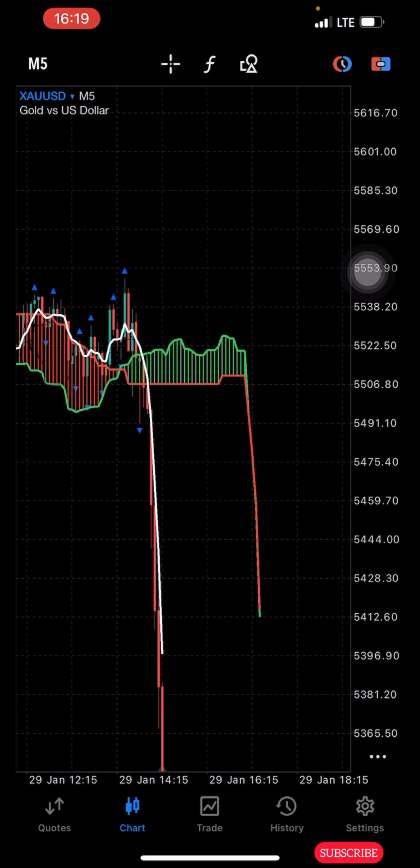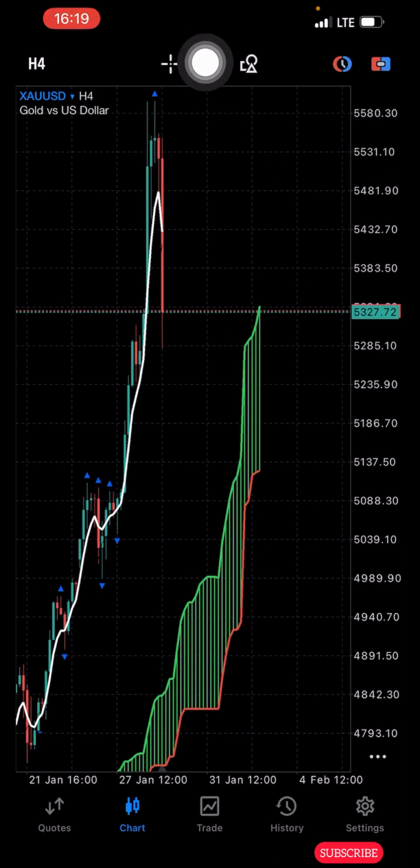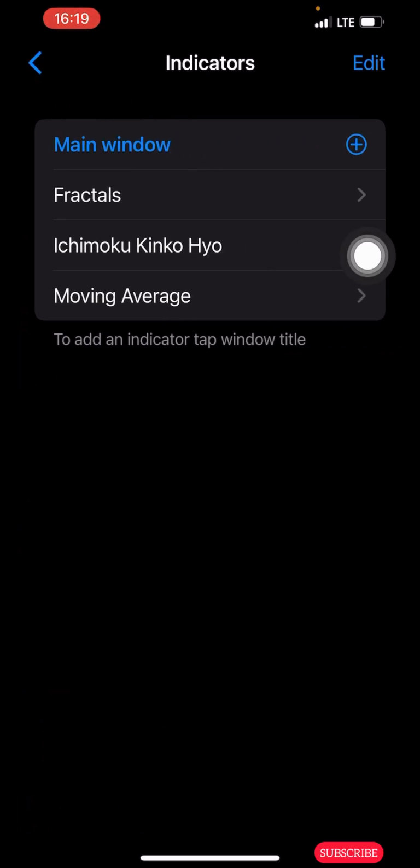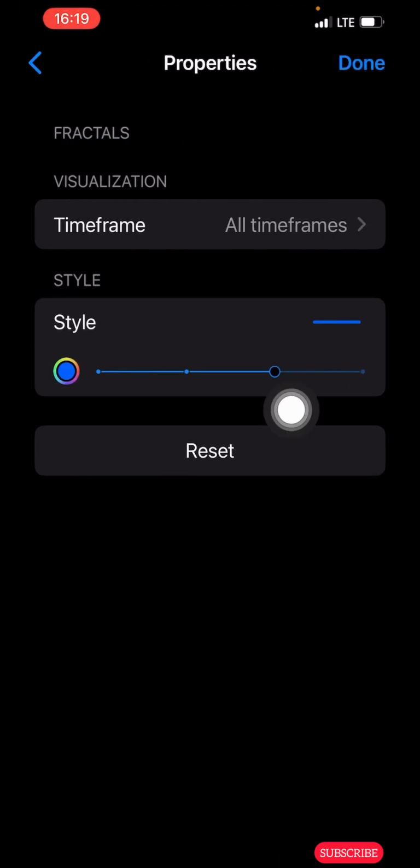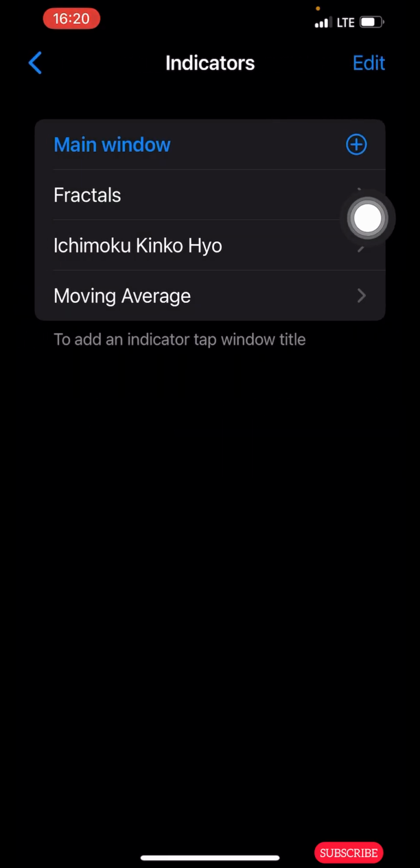All right, so now for the setup, you click on this F icon here. After clicking on that, you search for the fractal, which is our first indicator. So you click on the main window plus icon, you search for your fractals. For the fractal, you can use the default setting, or you make the color blue, 3 pixel, and then you click on done. Then next, we have the Ichimoku.